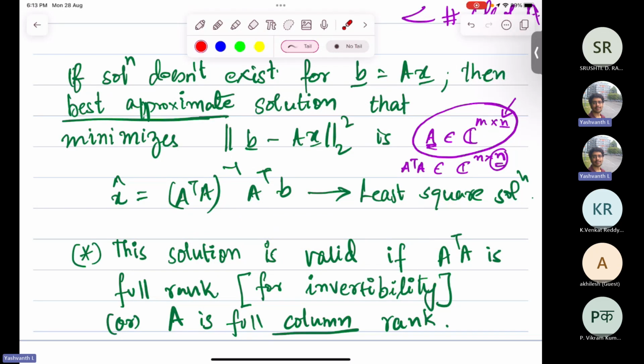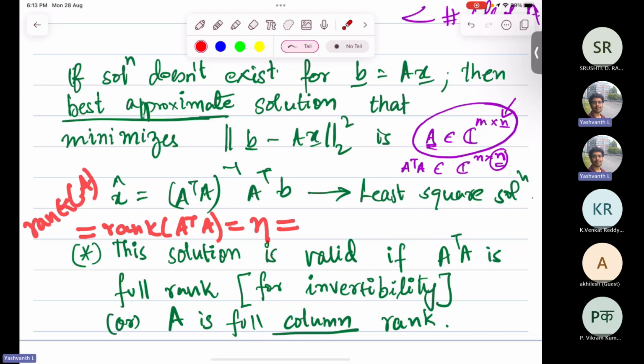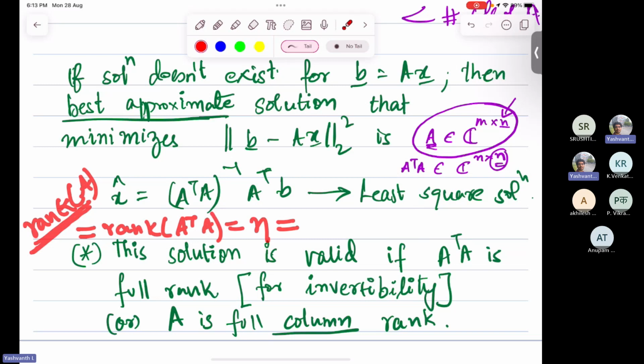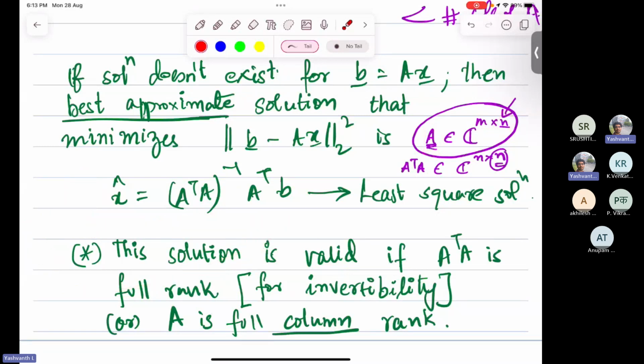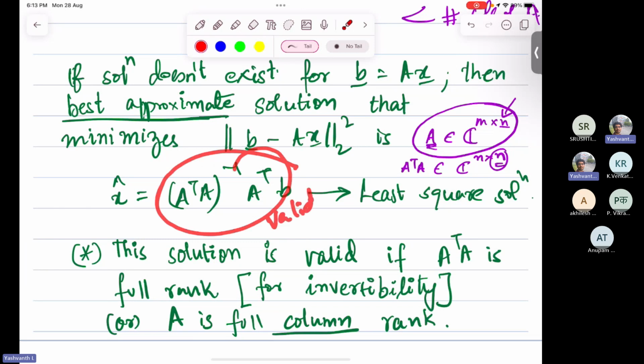Now, A transpose A is an n by n matrix. If I want this to be full rank, then the rank of A transpose A should be n. But I know that the rank of A transpose A is the same as the rank of A. That means the rank of A should equal n. But n is the number of columns in the matrix A. What does it mean? The matrix A should be full column rank, namely that all the columns of the matrix A should be linearly independent. Only then is this a valid solution. Otherwise, this solution is not valid.